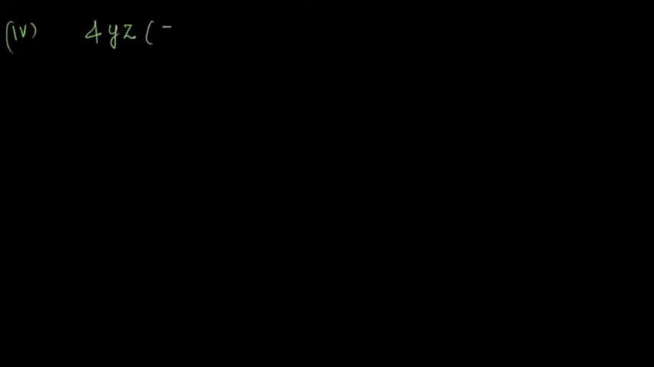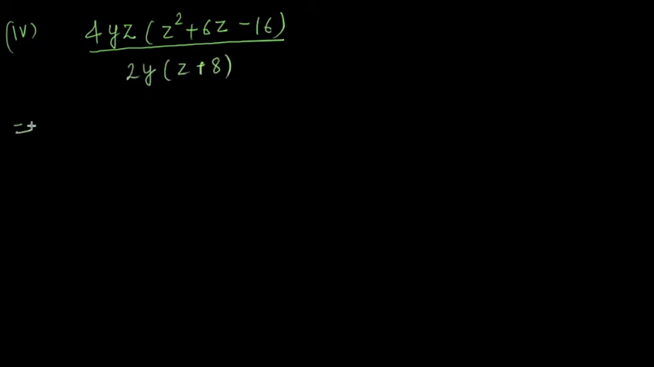4yz, then you have z square plus 6z minus 16. Again you have a quadratic equation in the bracket, to be divided by 2y into z plus 8. Let's do it. This y can be cancelled as it is in product. 2 2s are 4. So let's simplify it, and I can write it as 2z, and z square plus 6z minus 16.